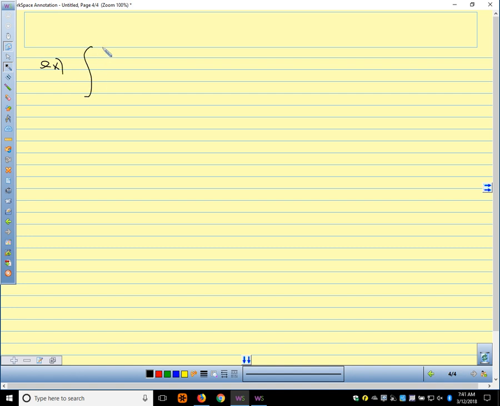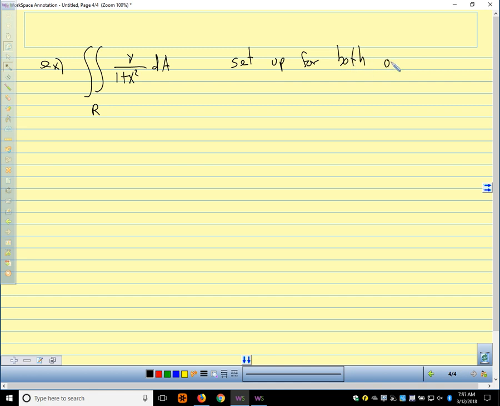So here we have the double integral over our region R, 1 plus x squared dA. And we want to set up for both orders. And R is the region bounded by y equals 0, y equals square root of x, and x equals 4.